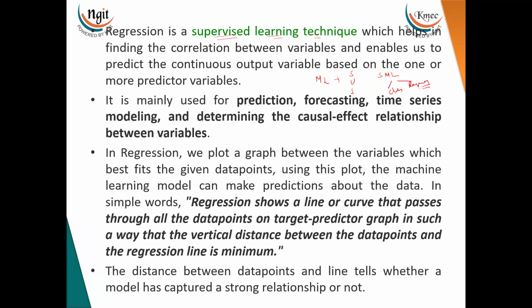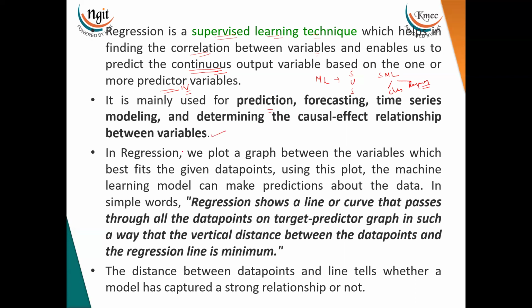So regression is a supervised machine learning technique which helps find the correlation between variables and enables us to predict the continuous output variable based on one or more predictor variables, that is, one or more independent variables. Just remember, the outcome of a regression will always be a continuous output, not just a numerical output. It is mainly used for prediction, forecasting, time series analysis, and determining a causal relationship between variables.